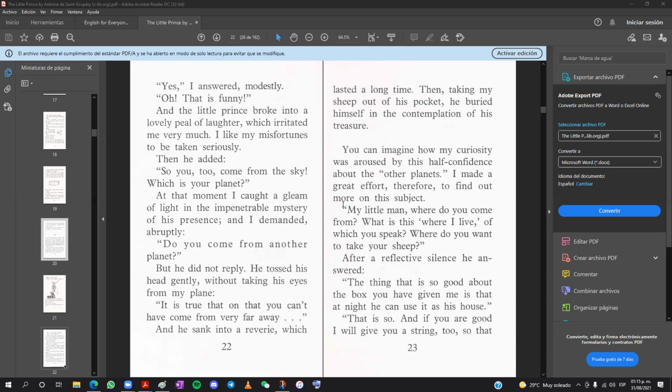¿Quién quiere continuar? ¿El siguiente? ¿Puedo leer? Sí, adelante. A ver, perdón, es que ¿dónde era? Ya me My Little Man. Aquí.